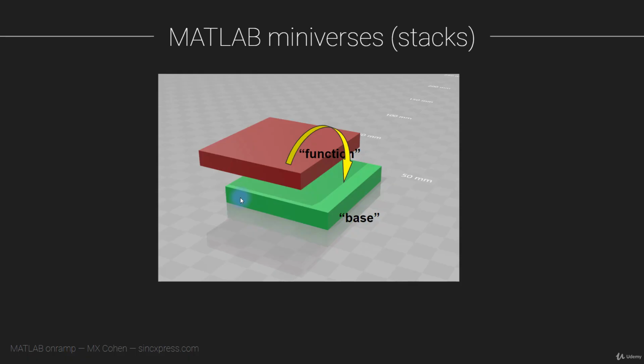There are several ways to transmit information across miniverses. You can use functions like eval_in or assign_in. There are persistent variables or global variables, but I'm actually not going to talk about those topics here. The main way to get information into and out of a function miniverse is through function inputs and function outputs.